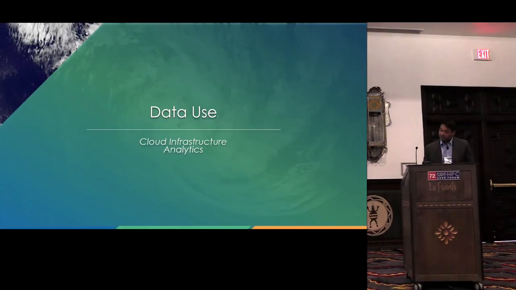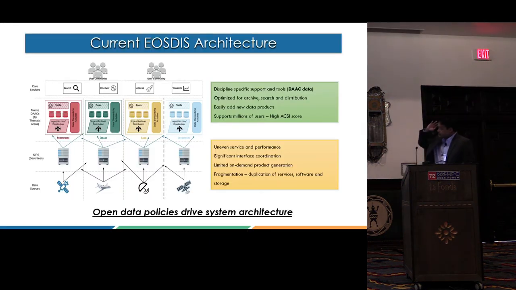So the last thing I want to talk about is data use, the cloud infrastructure and analytics. Like I mentioned, our current architecture is something like this. We have different DACs, the layer in the middle. They tend to replicate their entire infrastructure in terms of hardware and software, and they also tend to get really siloed. They are holding data sets for their particular domain, and science is getting more and more interdisciplinary. You need data from multiple different disciplines within a science. So we need to figure out a way to do this better.